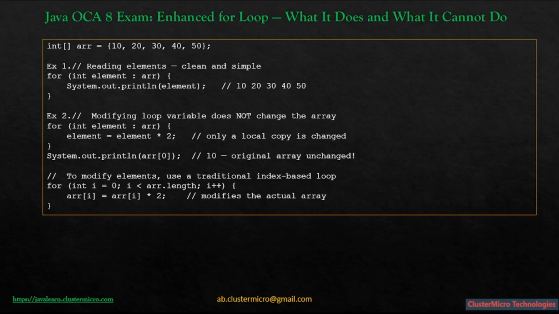An important limitation to understand is that the loop variable holds a copy of the array value, not a reference to the actual position in the array. Therefore, if you write something like element = element * 2, you are only modifying the local loop variable, not the value stored in the array. The original array will remain unchanged. If you need to modify the elements of an array, you must use a traditional for loop with an index and update the elements using array name with i, the index. The enhanced for loop cannot modify any array elements directly.